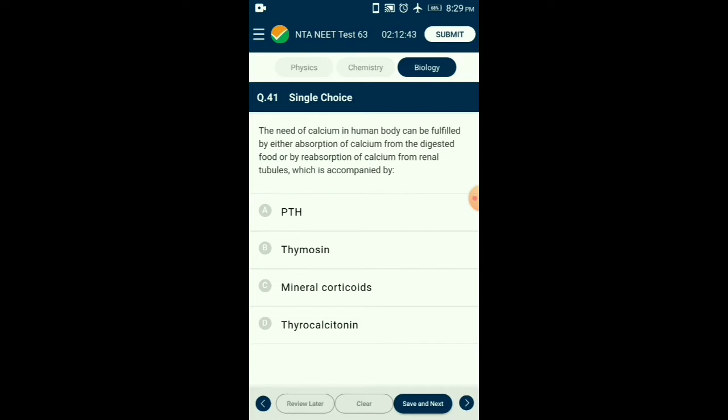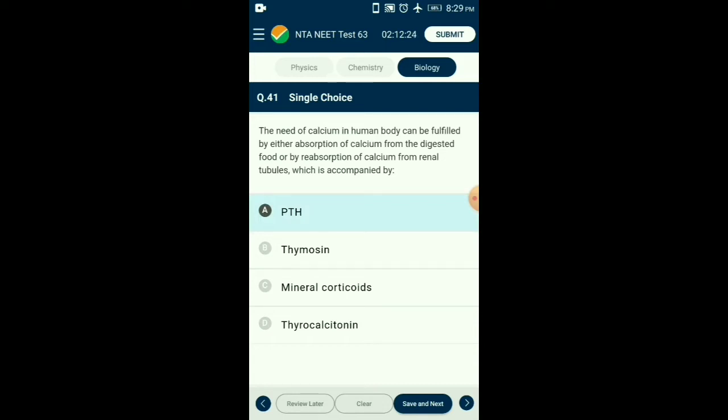Thyrocalcitonin reduces the blood calcium level by increasing the absorption of calcium in the bone and reducing the absorption of calcium in the kidney and the intestine. So the answer for this question is option A, PTH.